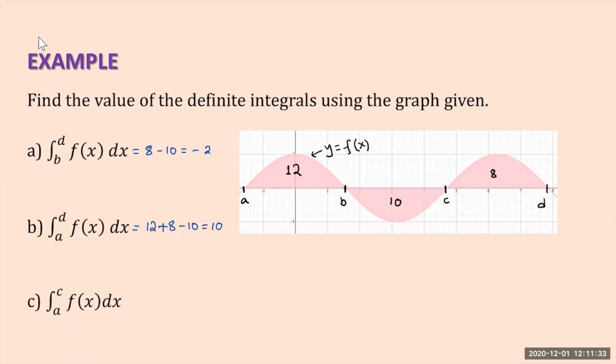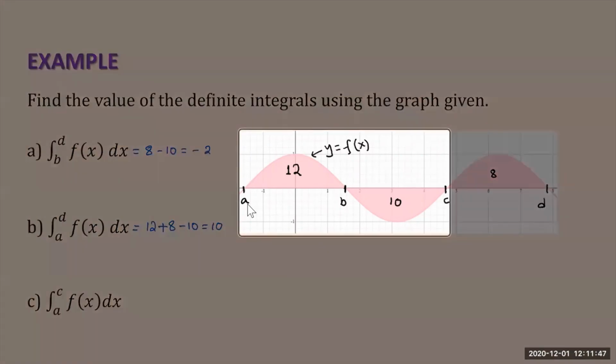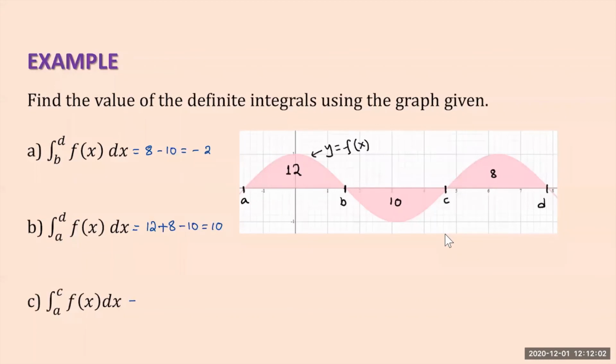Now in part C, we have to find the definite integral from a through c of that function. From a through c is this one, from a up to c. You can clearly see the area above the x-axis is 12, and the area below the x-axis is 10. So the value of this definite integral will be 12 minus 10, or positive 2. So this is how we can use the concept of net area to evaluate the definite integral when the graph of the function is given.